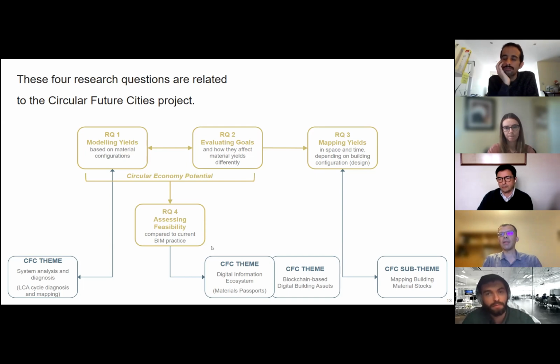And the results from research question 2 lead to research question 3, which is in itself, as I said, already connected to mapping of building material stocks. And 1 and 2 together will feed into research question 4, relating to digital information ecosystems and blockchain-based digital building assets. And so all the work comes together towards a holistic view of the circular economy potential of buildings in an urban setting.